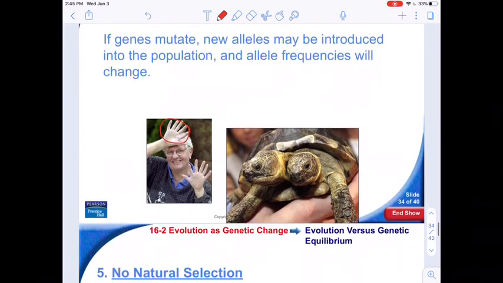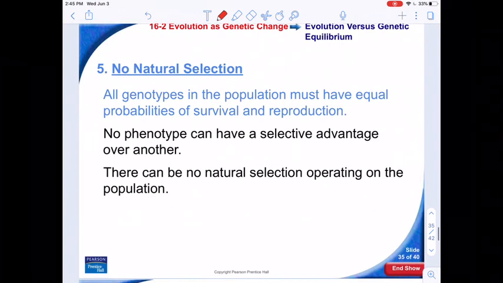And the last one, there can be no natural selection. Since natural selection drives evolution, for a population to be in equilibrium, all the genotypes in the population must have an equal chance of survival and reproduction. No phenotype can have an advantage over the other, and that will keep the population in genetic equilibrium.